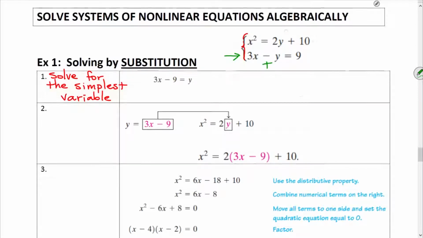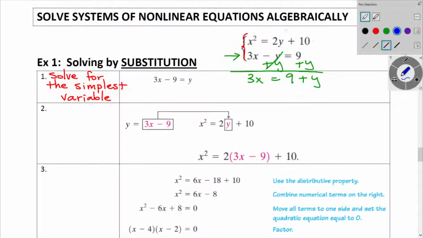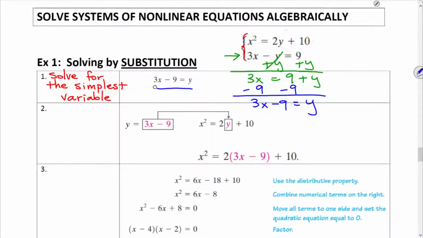To do that, I will add y to both sides, and I get 3x, this cancels, equals 9 plus y, and then I will subtract 9 from both sides, and I get 3x minus 9 is equal to y, which is exactly what we have here. Okay, but that's how we did it and why we did it. Okay, so you first solve for the simplest variable.